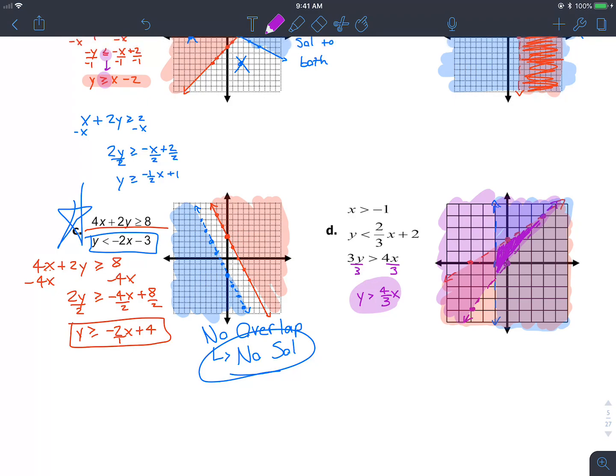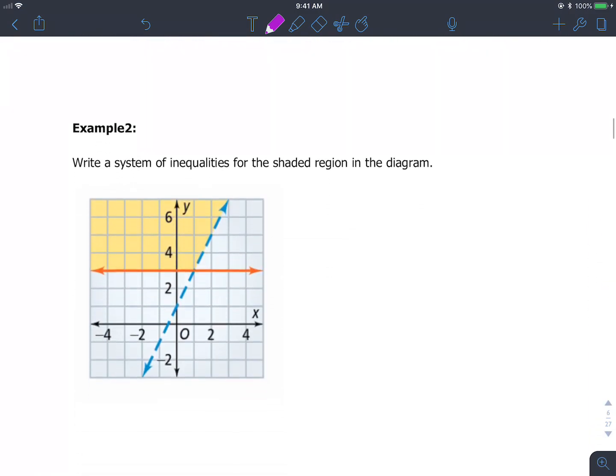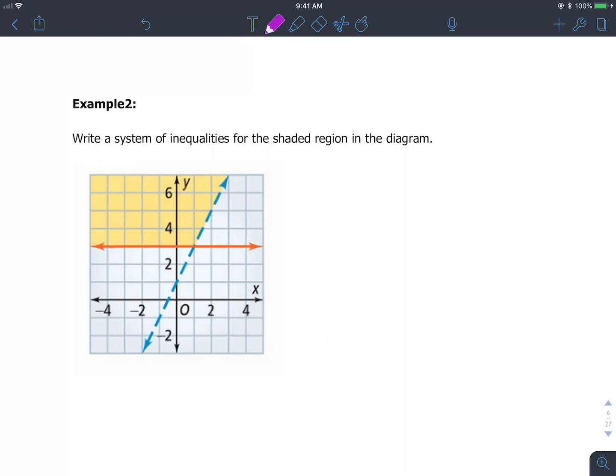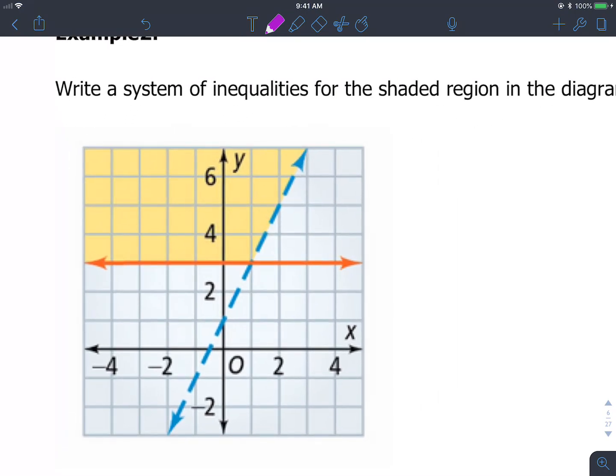So that's graphing inequalities. Those are not too bad. Sometimes they might ask you to write some inequalities for a graph. So look at this red one right here. I'll color code it. We've got a horizontal line, so it's going to be like y equals 3, except it's not equal to because you're shading above, so we're going to do greater than or equal to 3.